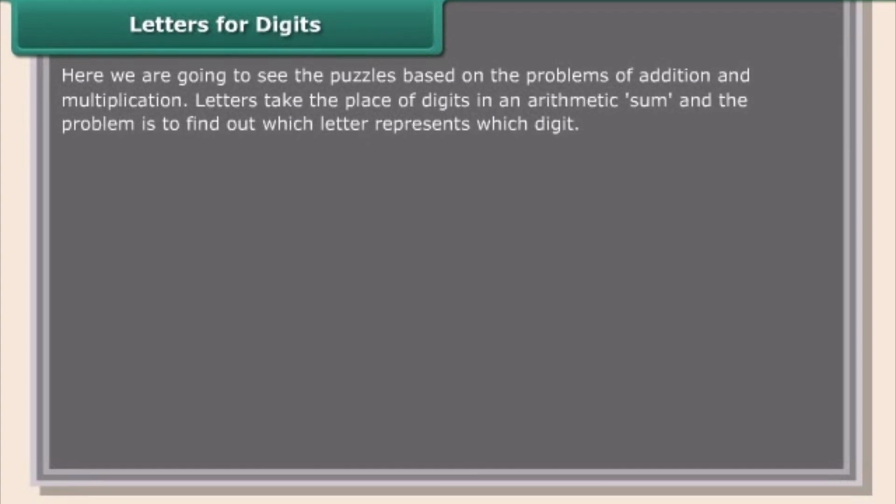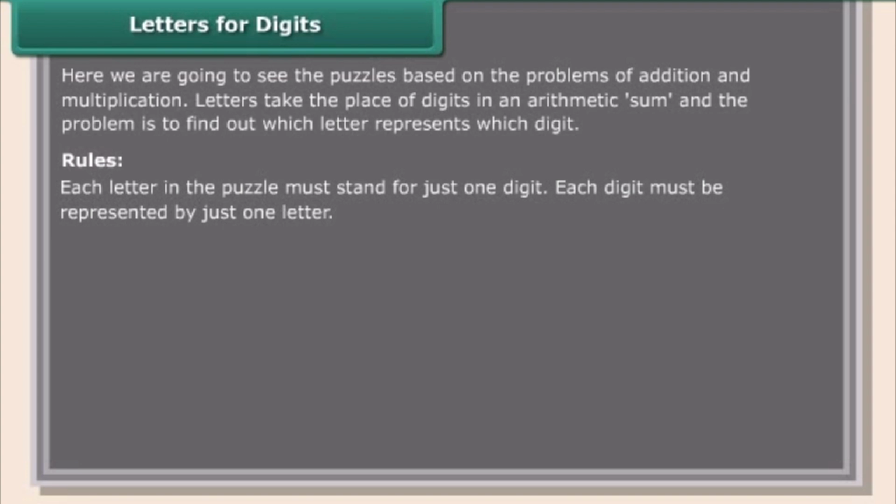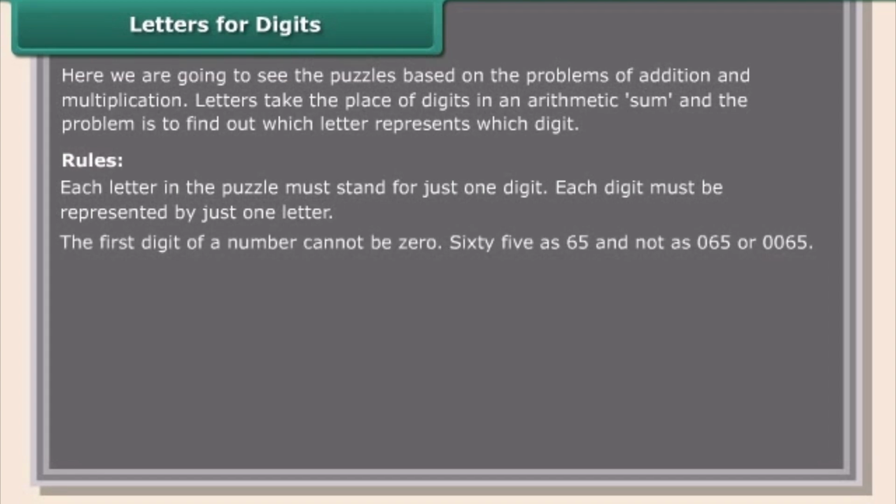Letters for digits. Here we are going to use puzzles based on the problems of addition and multiplication. Let us take the place of digits in an arithmetic sum, and the problem is to find out which letter represents which digit. Rules. Each letter in the puzzle must stand for just one digit. Each digit must be represented by just one letter. The first digit of a number cannot be 0. We write 65 as 65 and not as 065 or 0065.